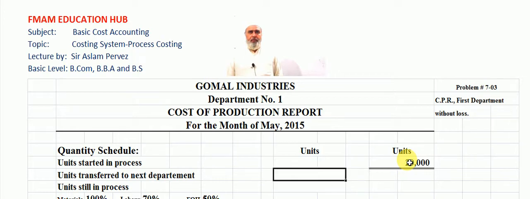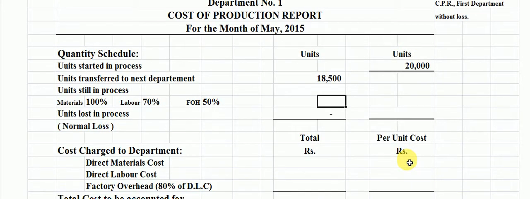Now units completed and transferred to the next department are 18,500 units. 18,500 units are completed and transferred to the next department 2. Now the units still in process are 1,500 units. The degree of completion is material 100%, labor 70%, and FOH 50% for the units in process at the ending inventory.